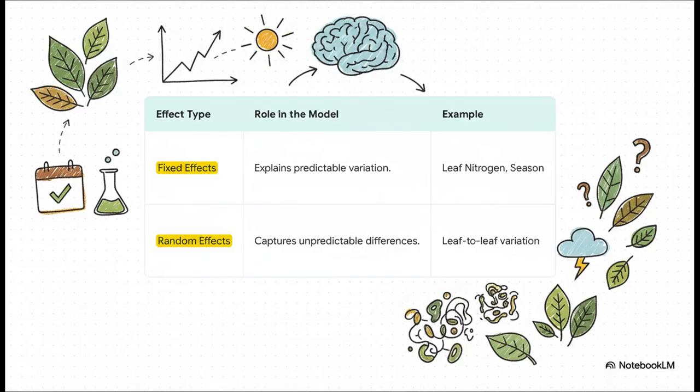So this new, smarter approach splits all that variation into two buckets. First, you have fixed effects. These are the predictable things we can actually go out and measure, like how much nitrogen is in a leaf, or what month of the year it is. But then, and this is the brilliant part, it adds random effects. This is a category that just soaks up all that other unpredictable, leaf-to-leaf weirdness that we can't easily explain.